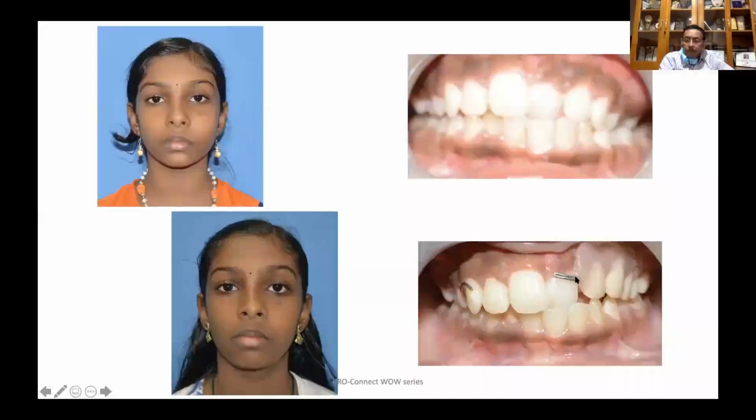And we have not placed the implants. We can place the implant once she is more mature and older enough. So even the denture will create it. So I think I've covered the wisdom part also.